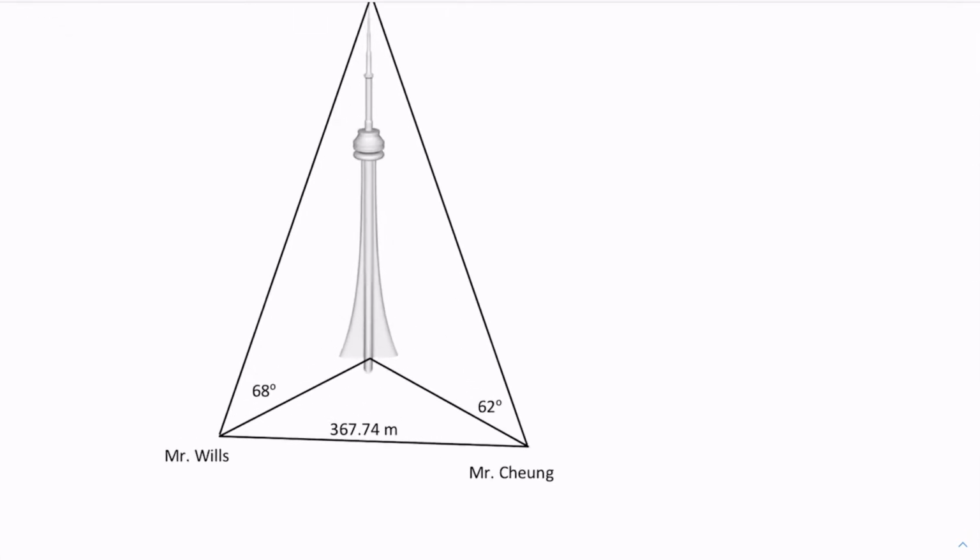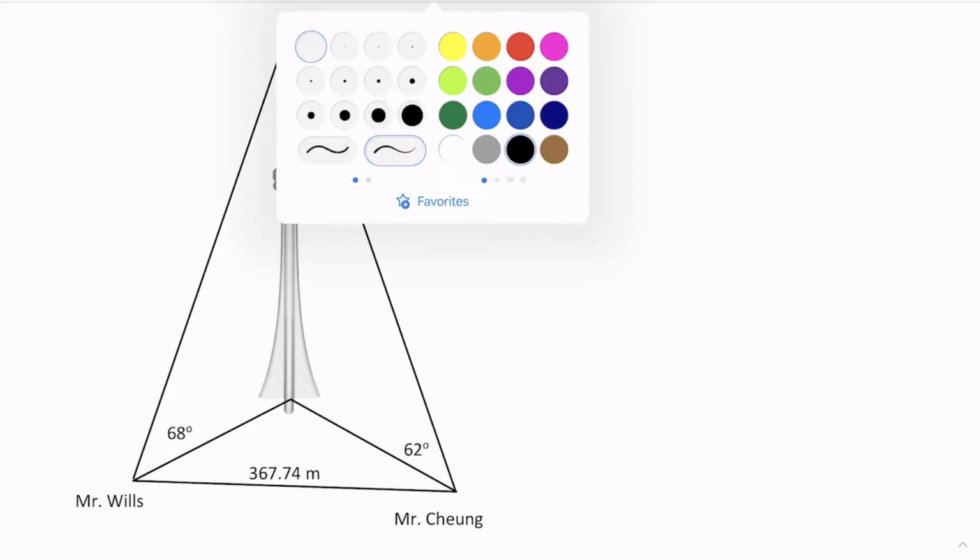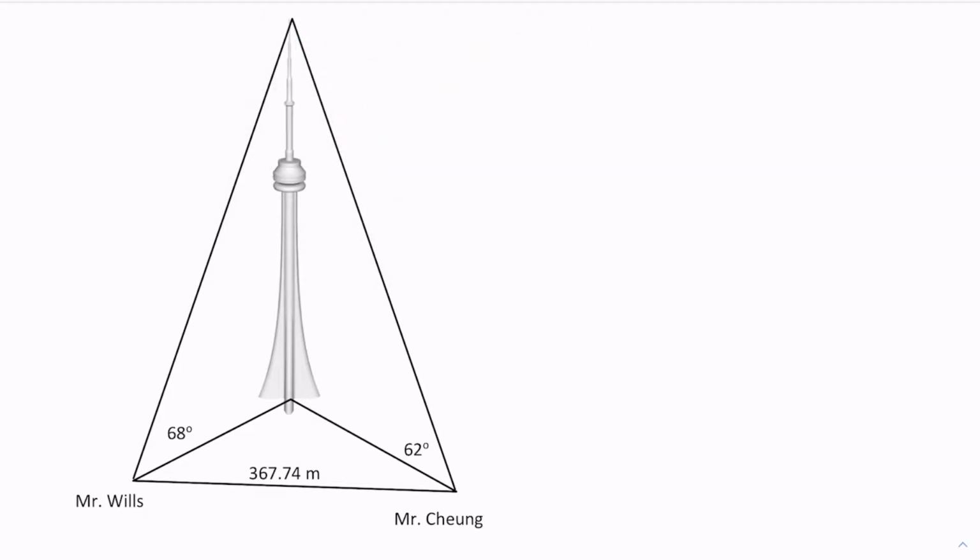So we have Mr. Chung and Mr. Wills. They're going to see a Blue Jays game down in the city, and they're both standing in front of the CN Tower. Now, Mr. Wills is facing east. I'll just zoom in here. His angle of elevation to the top of the tower when he looks up is 68 degrees. So if this is Mr. Wills and he looks up to the top, that's 68 degrees.